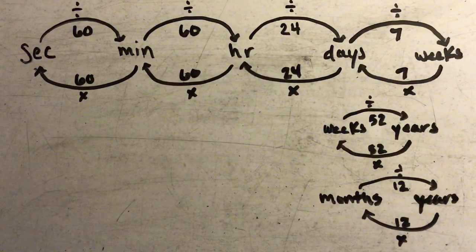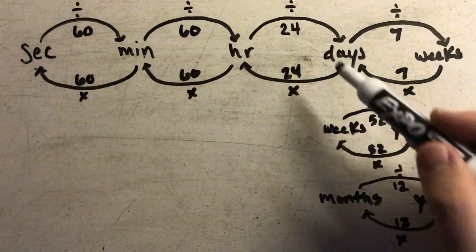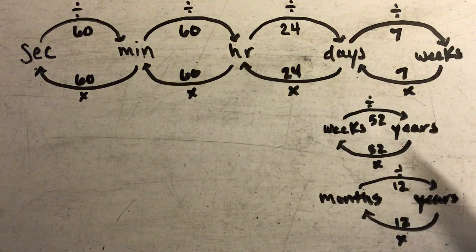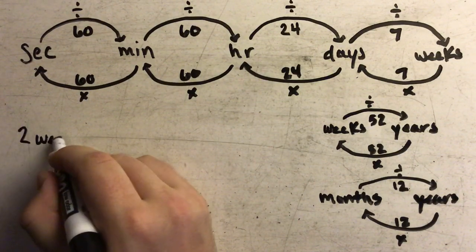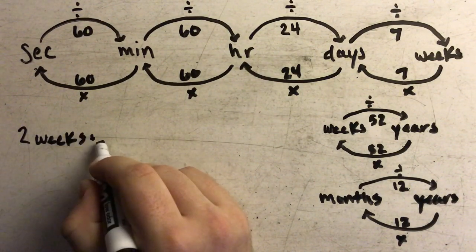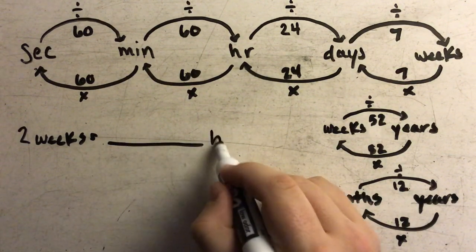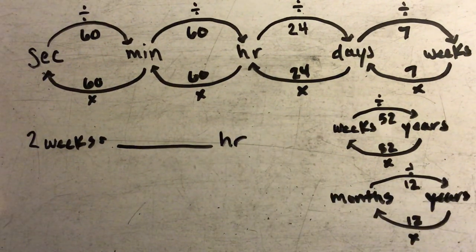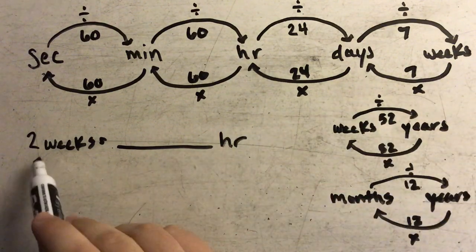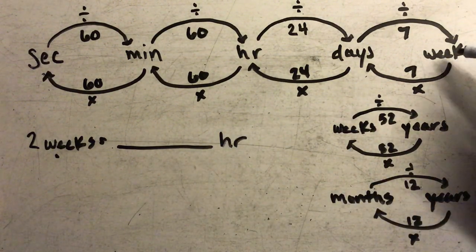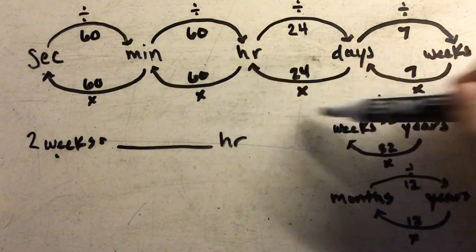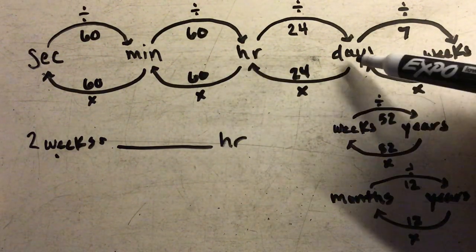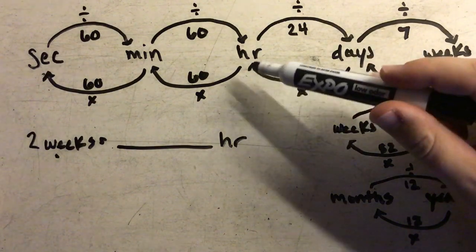Let's try an example where we have to go more than one space in my conversion. Let's try going from weeks to hours. So let's say I have 2 weeks, and I want to know how many hours that will be. So again, I'm simply going to start with what's given to me, and that's weeks. And if I notice, to get from weeks to hours, I can't just jump from weeks to hours. I have to go from weeks to days, and then I can go from days to hours.